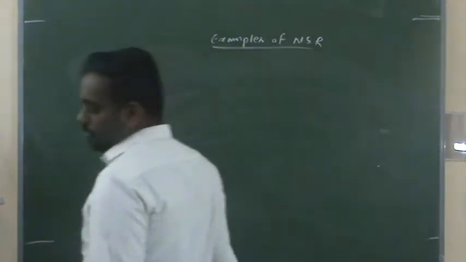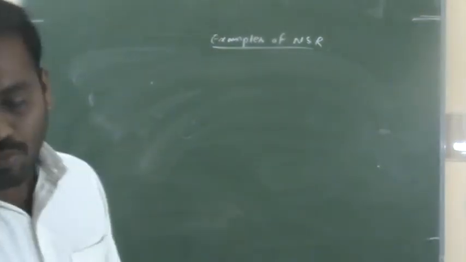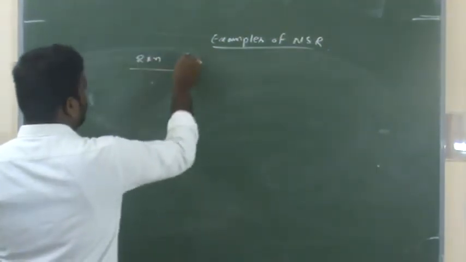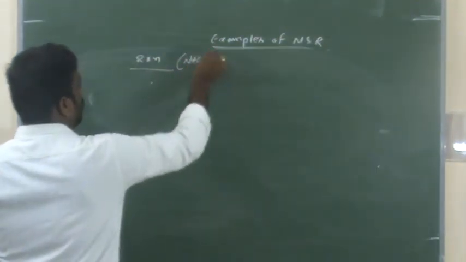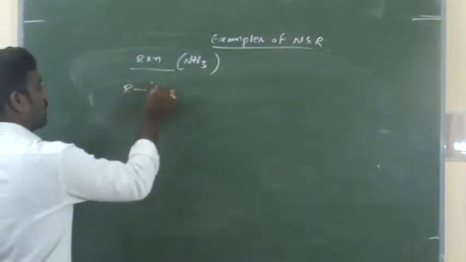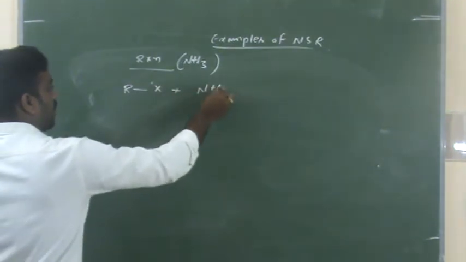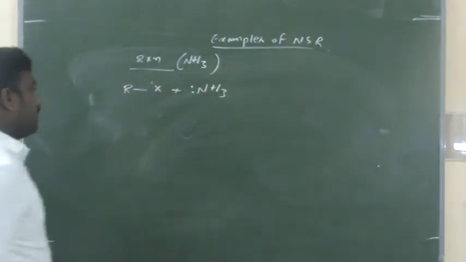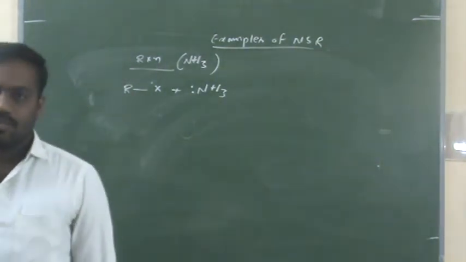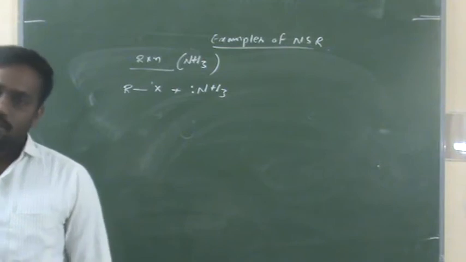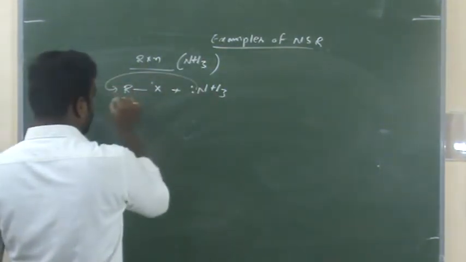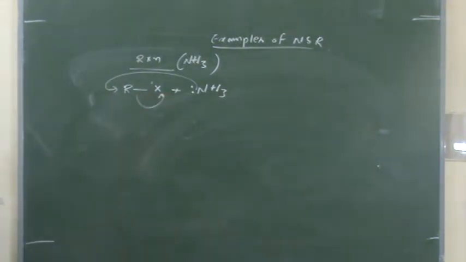Now the third one is very important: reaction with ammonia. The ammonia formula is NH3. When RX reacts with ammonia, on nitrogen, as you already know from first-year chemical bonding, there is a lone pair of electrons, isn't it? That lone pair of electrons gives electrons to this electron-deficient R, then X is removed.